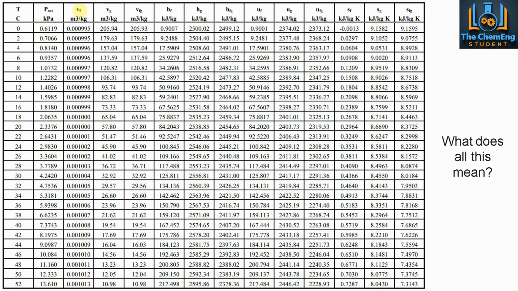Now we have a series of different parameters here. We have 3 columns that contain V, 3 columns that contain H, 3 that contain U, and 3 that contain S. Now we're going to define these in just a second. But we can actually pick up trends here. So as we move down in terms of V, we can see that the value gets smaller. And this is replicated for both Vf and Vg.